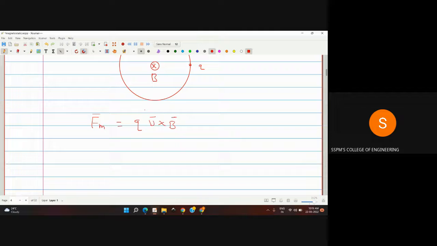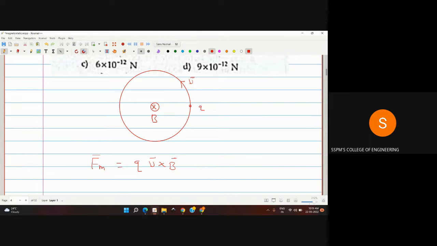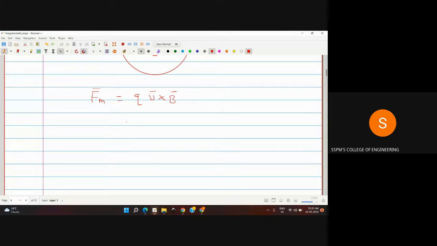In this example, due to this magnetic field the charge is rotating around the magnetic field. So you must use cross product, isn't it? So after solving the cross product, you will get this equation Q into V into B into sine theta. The cross product of two vectors is the magnitude of V into magnitude of B into sine of angle between two vectors, isn't it? Now all this data is given.